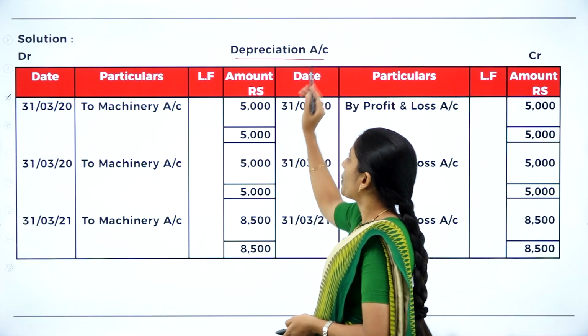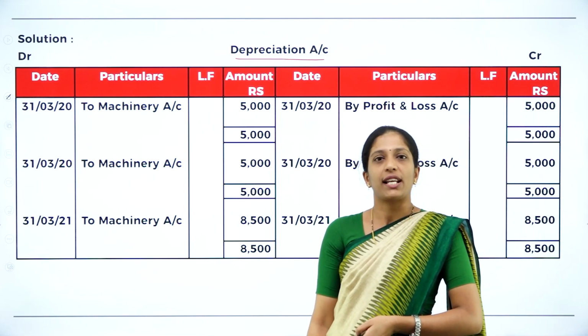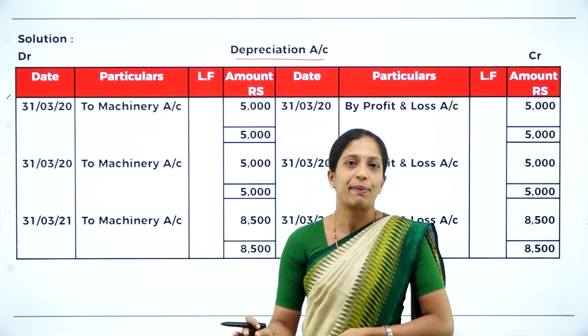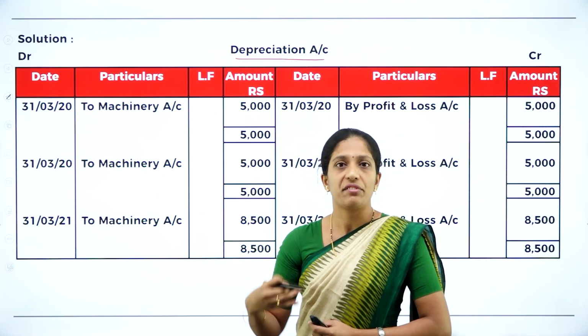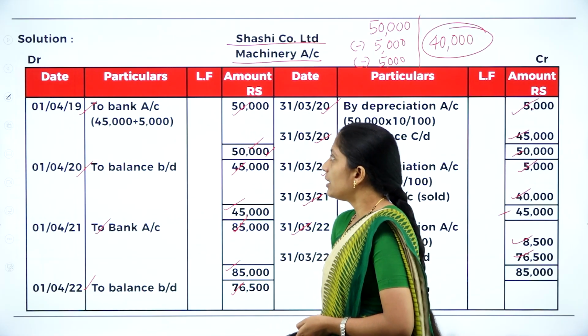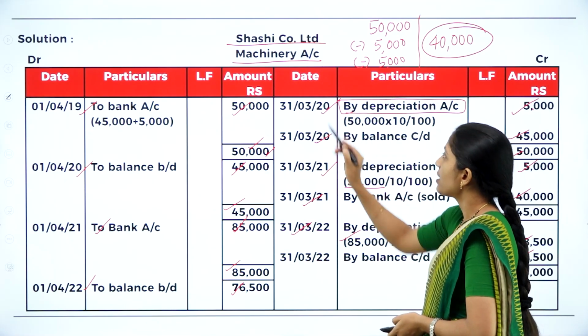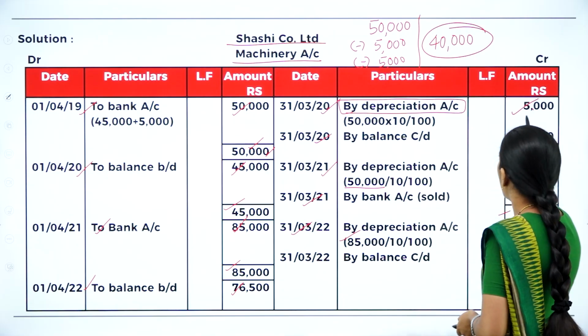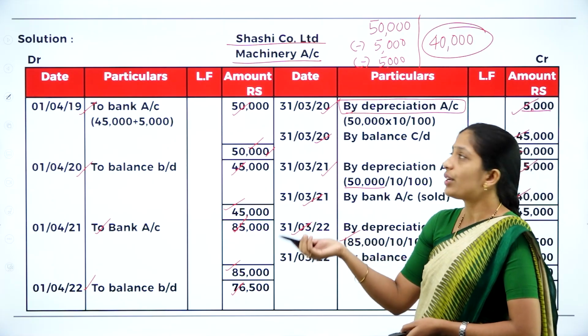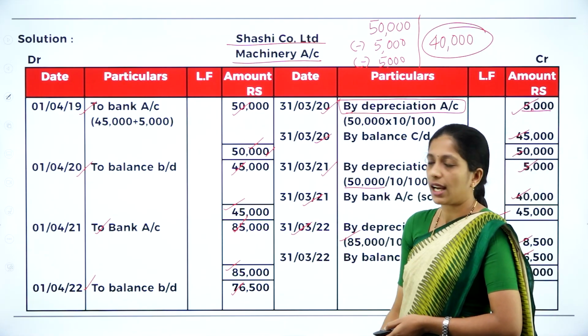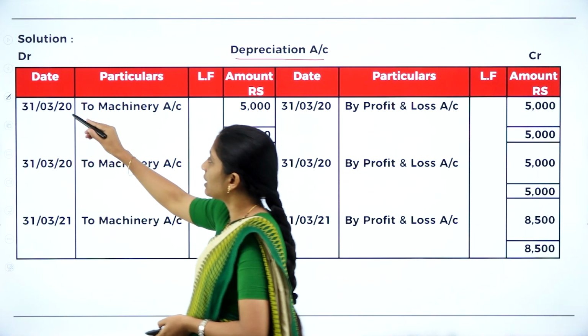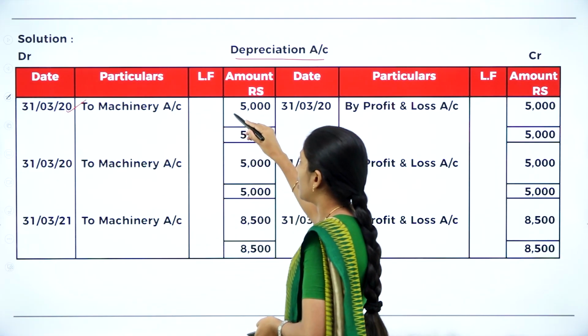Next, they have asked us to prepare depreciation account. Once machinery account is prepared, it is easy to prepare depreciation account because all the entries keep on repeating here. Now see here, where do we have depreciation account? Here. And what is the date? 31st/3/20. And the amount is 5,000. So how do you transfer to machinery account? So in your depreciation account, 31st/3/20 to machinery account 5,000.